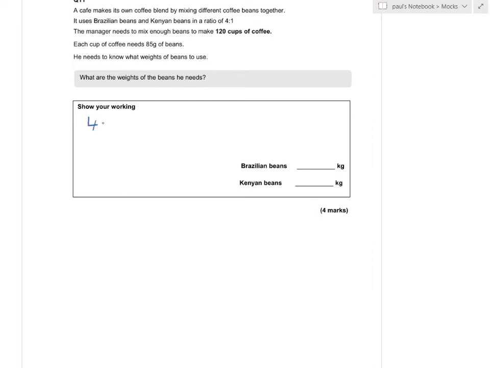So 4 plus 1 equals 5. It's going to make 120 cups of coffee. Each coffee needs 85 grams. Right, so 120 times 85 grams is 10200 grams in total. Now that's got to be split to the ratios, yeah?